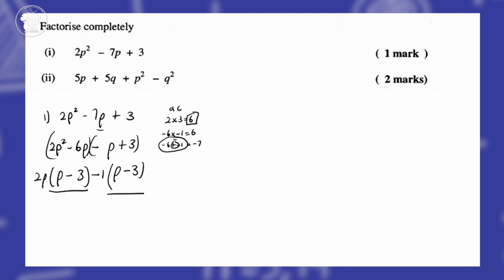So I'll take what is outside the bracket and I'll put it in the brackets. This will be 2p minus 1 in one bracket and p minus 3 in the other bracket. And this is how I get my marks here.